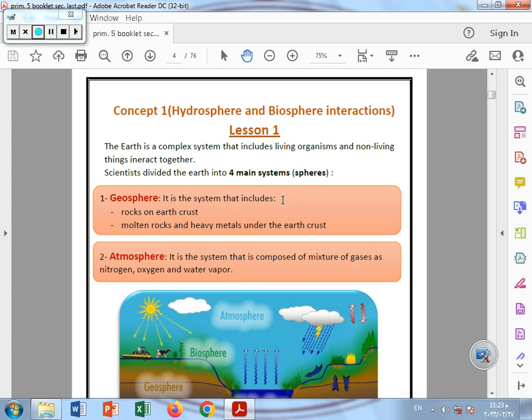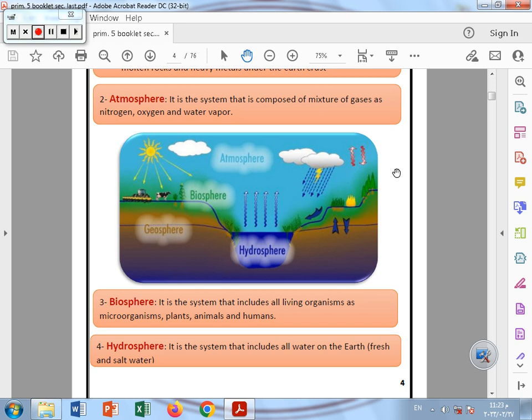In this concept, we are going to talk about our Earth, and we are going to divide the Earth into different spheres or different systems. In the Earth, we have four main systems. They are Geosphere, Atmosphere, Biosphere, and the Hydrosphere.